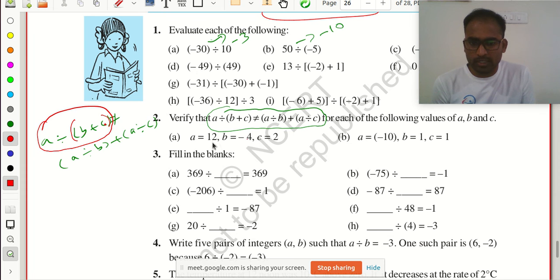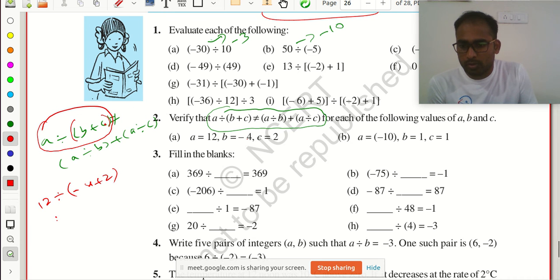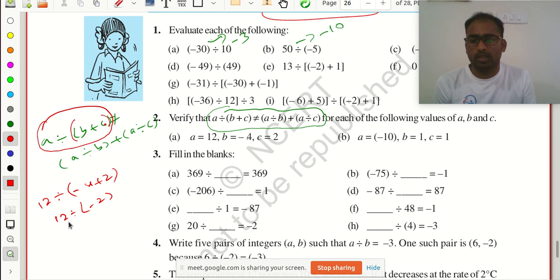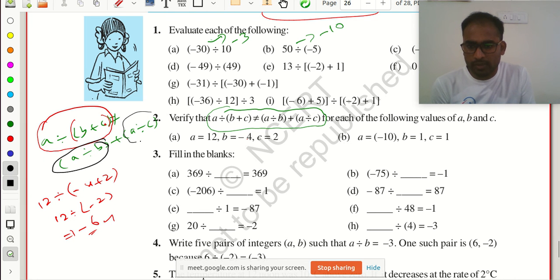B is minus 4, C is 2. Minus 4 plus 2, then divide A, which is 12, by it. So 12 divided by what is minus 4 plus 2? Minus 2. 12 divided by minus 2 is how much? Minus 6. Clear now? Then you do separately A divided by B and A divided by C, and after that you need to add these two results. Is everyone clear now what I am teaching?